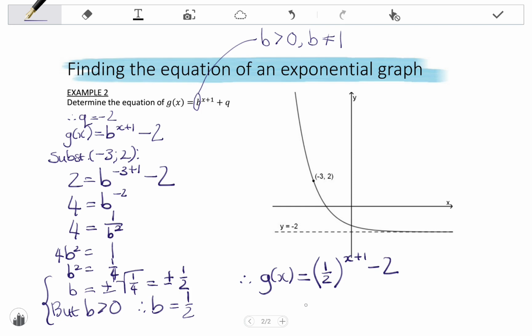I just want to tell you that if you don't write the brackets, and we have this, then this exponent applies only to the 1. It's saying that the base is 1 and everything is over the denominator 2, which is a very different graph. Okay, so if your base is a fraction, you must put the brackets around it. But that is our final equation.